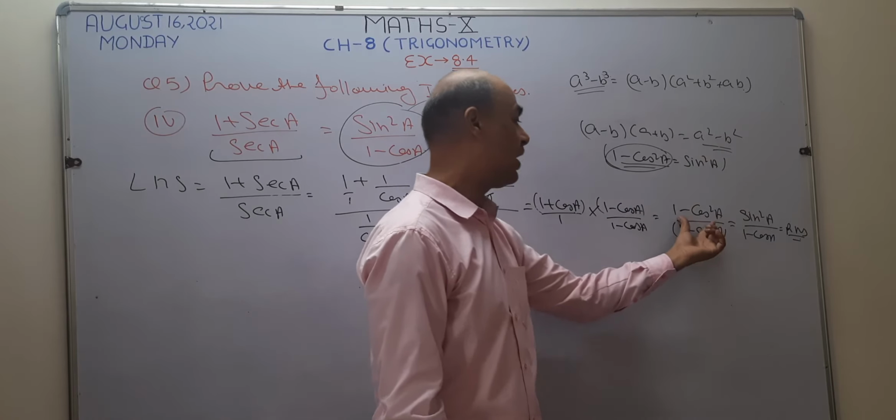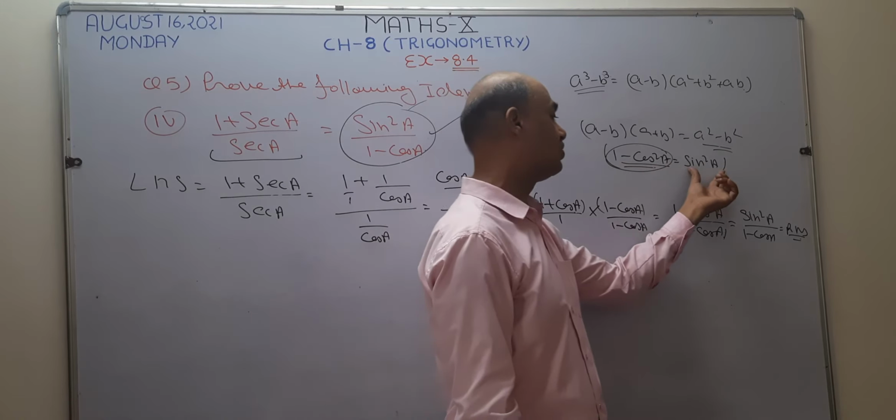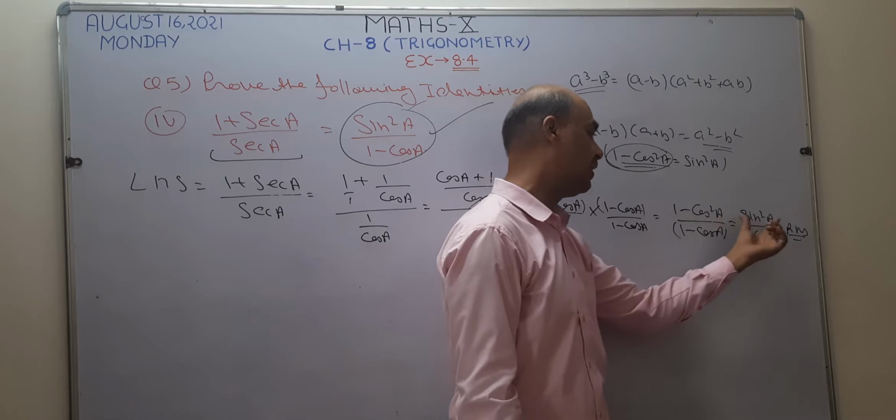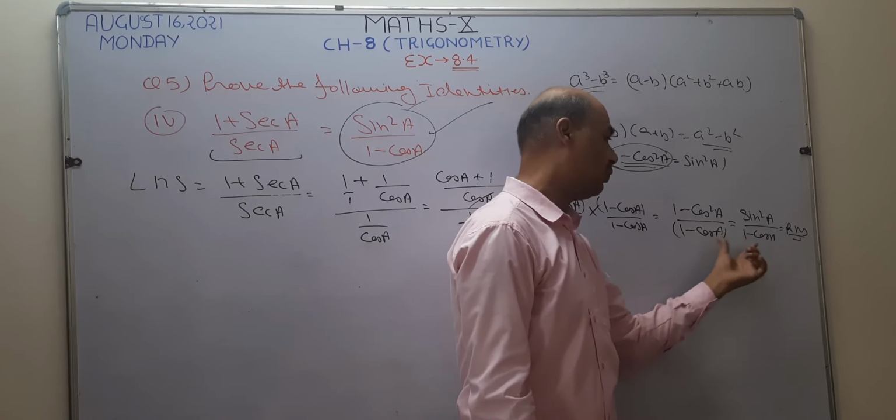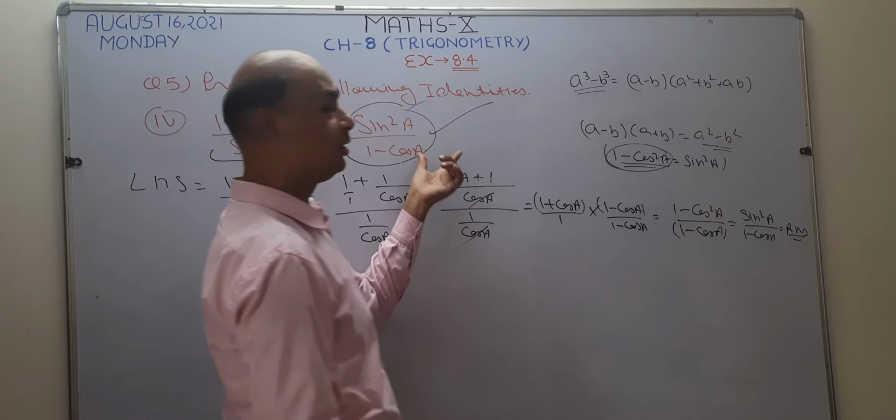Now I am going to use the identity: 1 minus cos square A can be written as sin square A. So instead of 1 minus cos square A, I write here sin square A. The denominator part is going to remain the same. So which is equal to the right hand side. Now it is clear.